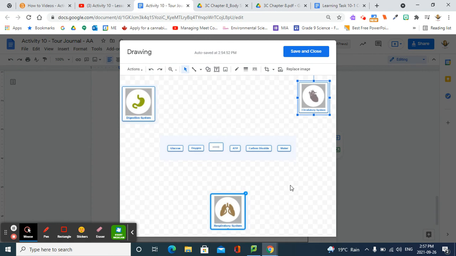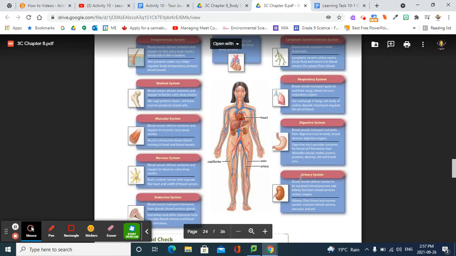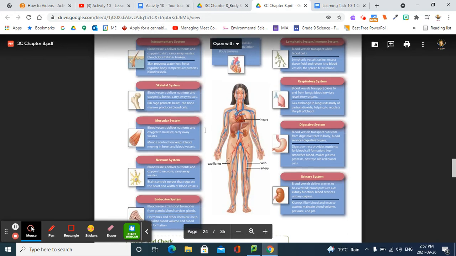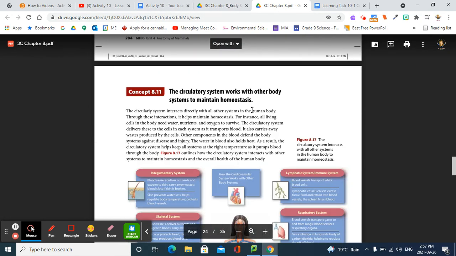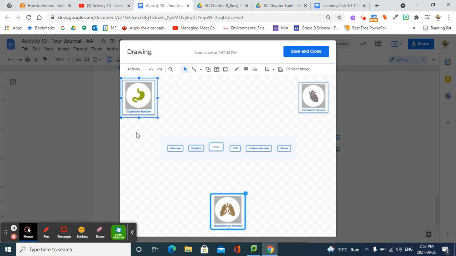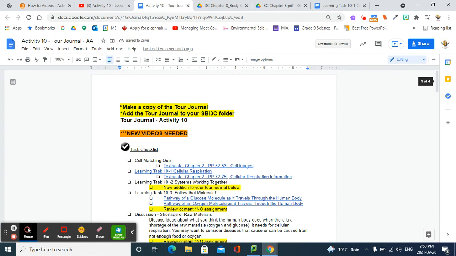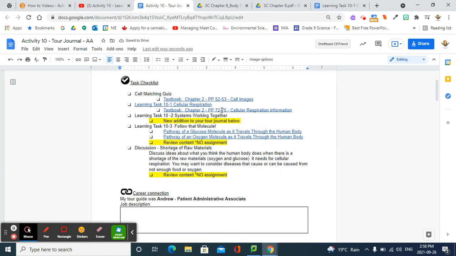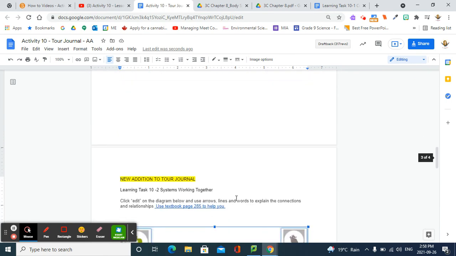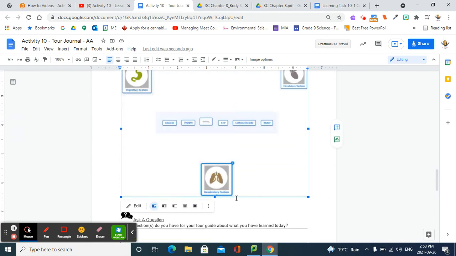So this diagram can become what you want it to become. You can make connections, you can add text boxes, you could write in what the systems are doing based on the information that you find over here as well as up here. So you're thinking about how these three systems work together in the process of cellular respiration. And again, that's why I think you should do this activity first. It's going to help you out a little more if you do learning task 10-1 first.